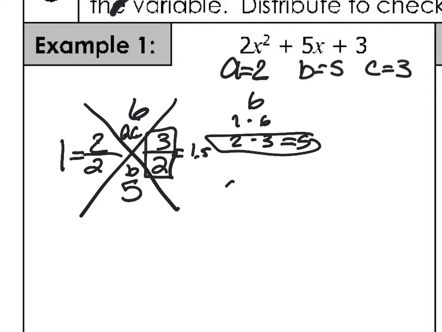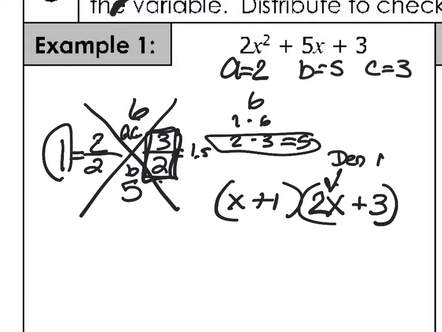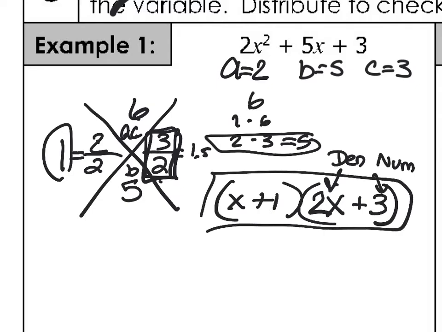All right, so in our first, we're going to have 2 binomials. Our first one, we've got 1, right? So we can say x plus 1. Now this one's going to be a little bit different. You're going to take the denominator 2 and put it in front of your x, and then you're going to take the numerator, which is positive 3, and put it behind. All right? So your denominator goes here, and your numerator goes here. All right, so now this would be your answer.